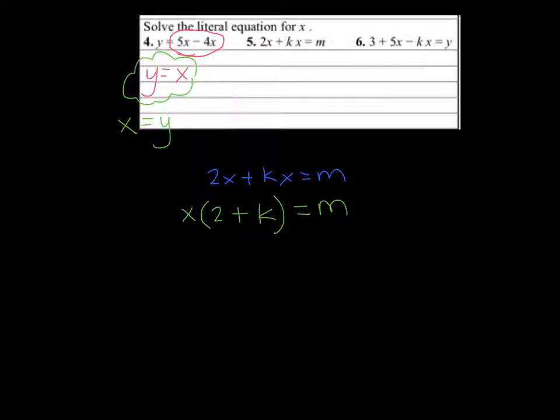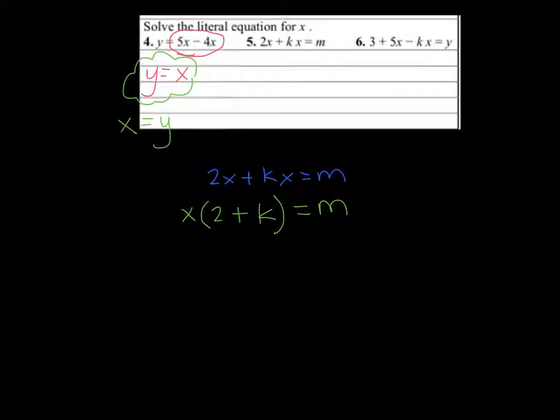So when we talked about this in class, we talked about the fact that really all we've done is undone distributing. Because if I was to put this x back in, you would multiply x times 2 and get 2x, and then x times k and get kx. So this is called factoring. And all we've done is undone that multiplication or that distribution that has occurred.